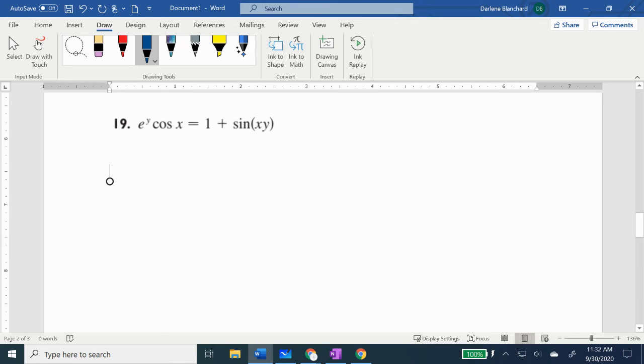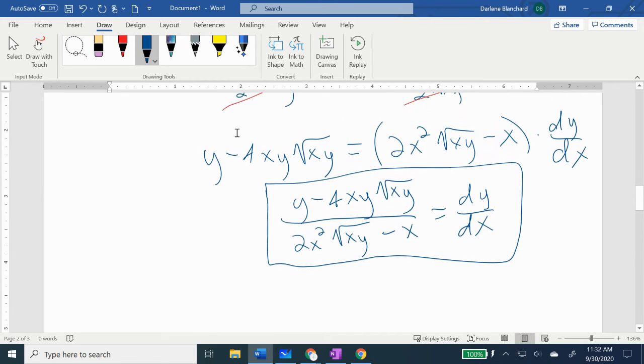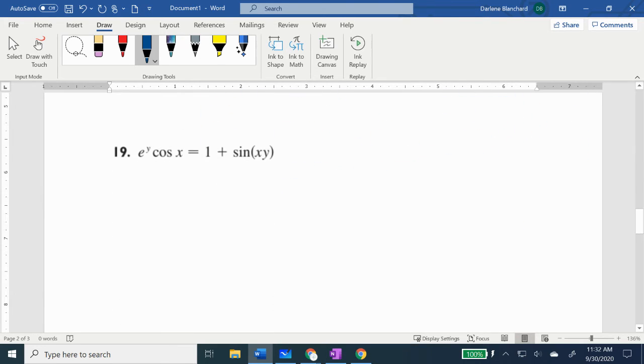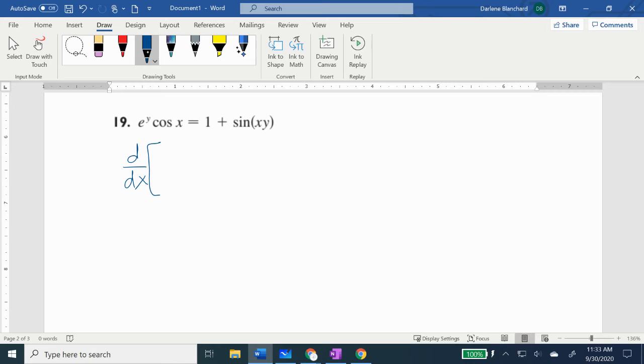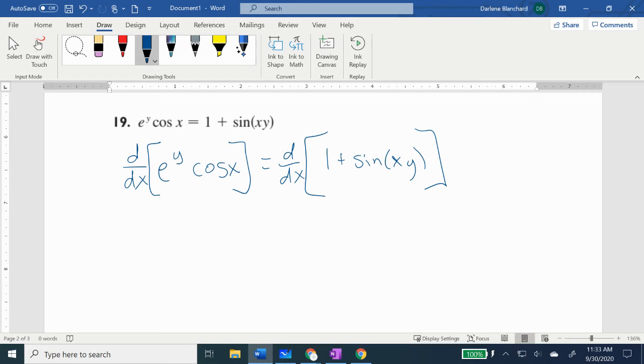Again, we need to take the derivative with respect to x. All right, I'm going to d/dx both sides of the equation. And when I see the left side, I want to notice that I am multiplying two separate functions together. So I have to begin with product rule.